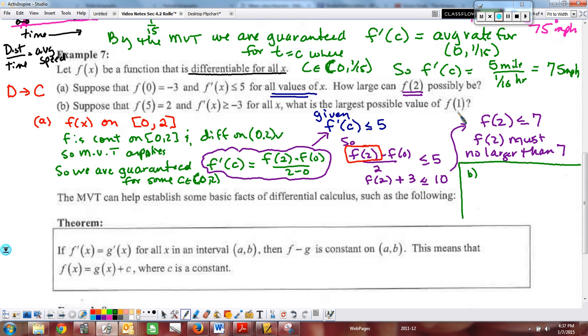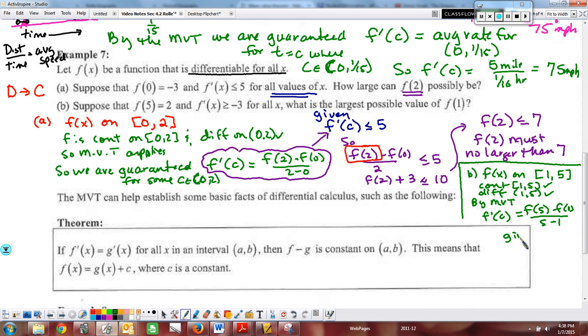Right? So we're going to set our interval. Since I know f of 5 and I'm interested in f of 1, we're going to look at f of x on the interval from 1 to 5. And we do have continuity on 1 to 5 taken care of, and we do have differentiability on 1 to 5 taken care of because we knew it was differentiable. All right? So by the MVT, we are guaranteed that f prime of c has to equal f of 5 minus f of 1 over 5 minus 1.